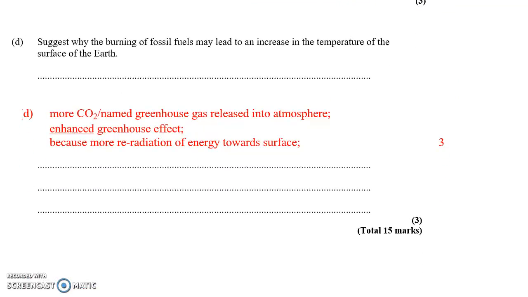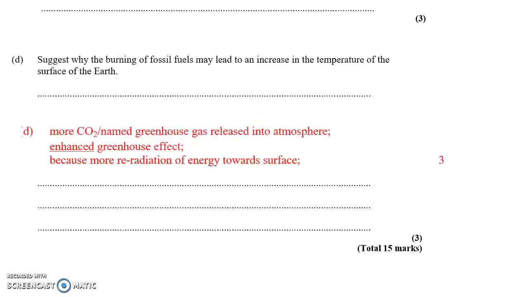Part D, and finally, suggest why the burning of fossil fuels may lead to an increase in the temperature of the surface of the Earth. Well, name a greenhouse gas, but more CO2 or some other greenhouse gases can be released into the atmosphere. That leads to an enhanced greenhouse effect because there's more radiation of energy towards the surface, like you discussed in Part C.